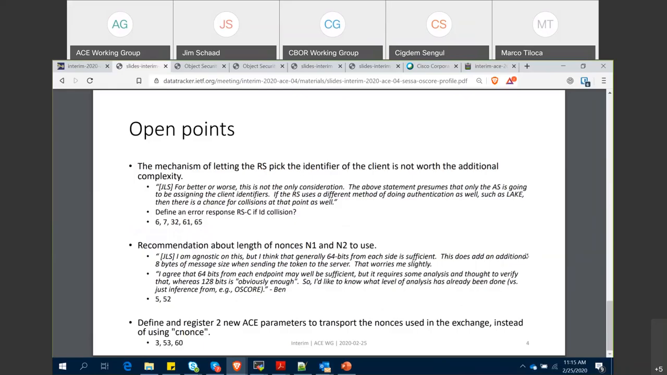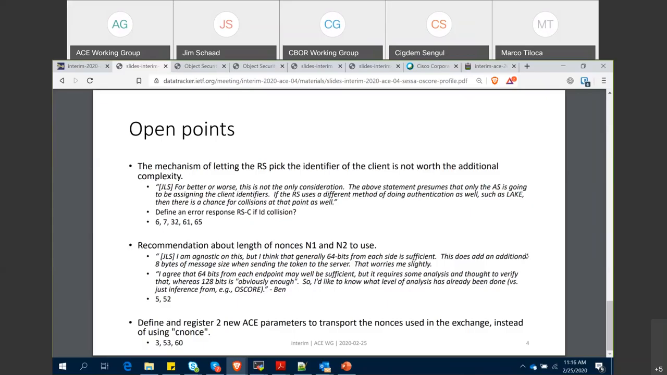Okay, so these are the bigger open points. The first one was this mechanism of letting the resource server pick the identifier of the client, which Ben commented on. And after some discussion with my co-authors, we agreed that probably it's best to just remove this and just assume that there is one AS that is going to assign identifiers. And Jim, you had a comment that I reported here. This is not the only consideration. The above statement presumes that only the AS is going to be assigning client identifier. If the RS uses a different method of doing authentication, such as LAKE, then there is a chance for collision at that point as well.